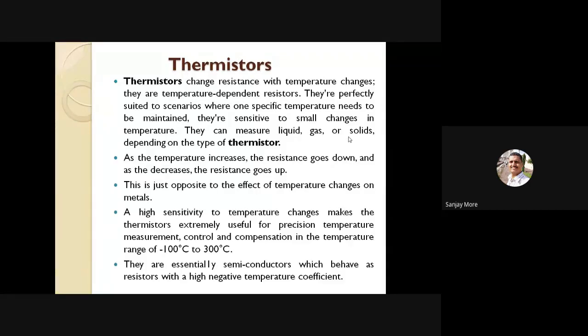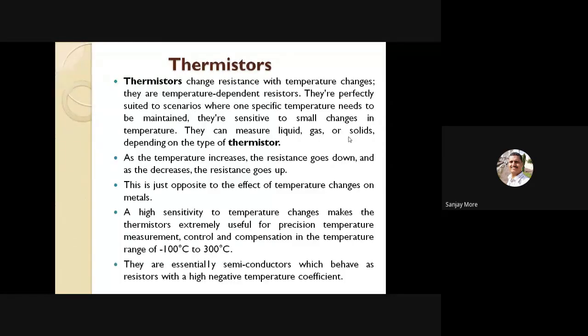They can measure liquid, gas, or solids depending on the type of thermistor. Full stop and next line.